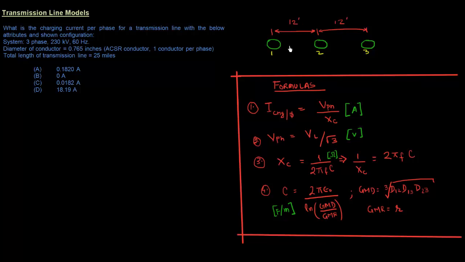So the configuration is shown here. It's a three-phase line. It has three conductors, 12 feet apart. The system characteristics are given as it's a three-phase system, 230 kV is the voltage. It's a 60 hertz system. The diameter of conductor is 0.765 inches and there's just one conductor per phase. The total length of the transmission line is 25 miles. So here we have all the information that we need to find out what the charging current is.